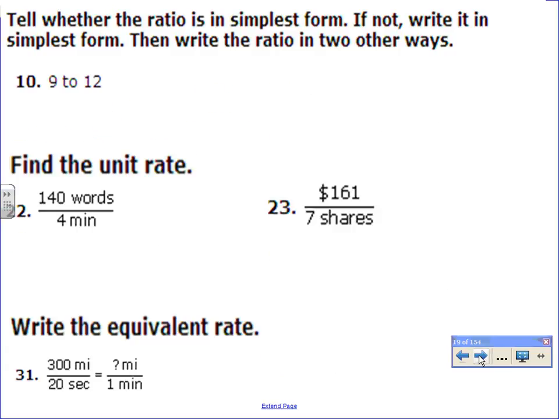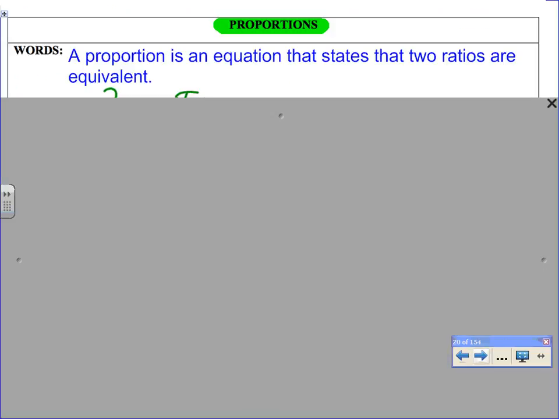Okay, we're going to talk a little bit about proportions, then I'm going to have you work in your group for a little bit. Here's the definition from your book. A proportion is an equation that states that 2 ratios are equivalent. We talked Friday about what a ratio is and what equivalent means: 2 fractions have to be equal. Now we're going to end up solving for a missing numerator or denominator on one of the fractions.